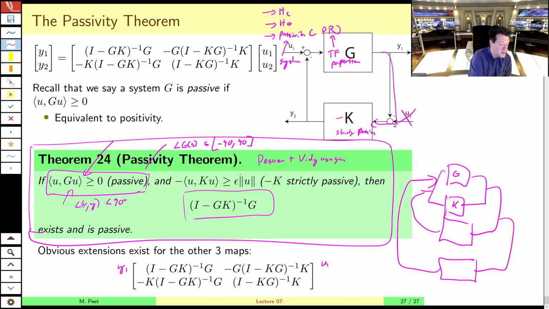Which basically means, if you want the transfer function interpretation, G of s plus G of s star is greater than some positive constant, although actually we're talking about K here. K is strictly passive. Then this interconnection is an element of H infinity and is passive. And so that means, of course, that the inner product of U with (I minus GK) inverse GU is greater than or equal to 0.